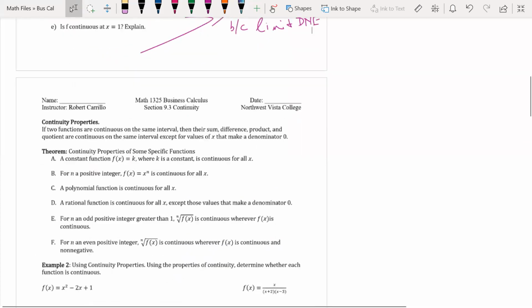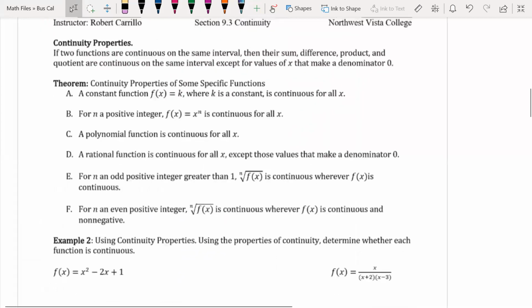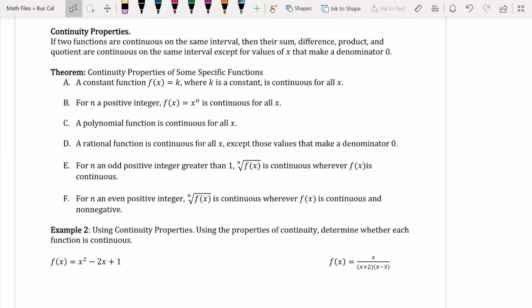All right. So more about continuity. One of the ways to find the continuity of a function is to know the type of function you are given and also to know the domain of the function you are given. So theorem properties A through F just talk about what type of functions there are and where they are continuous.